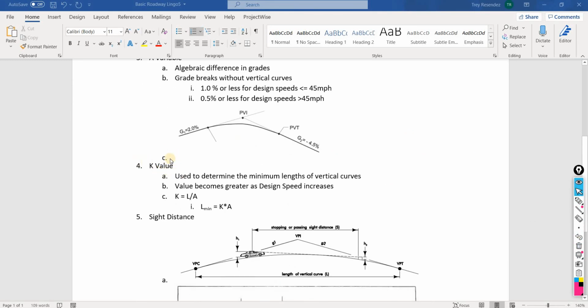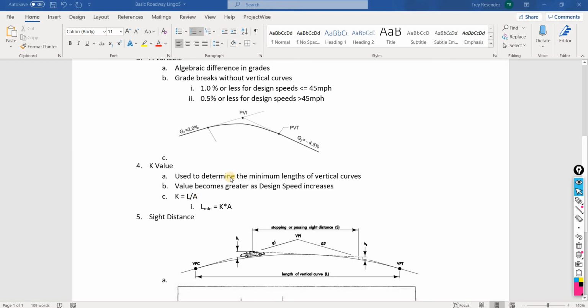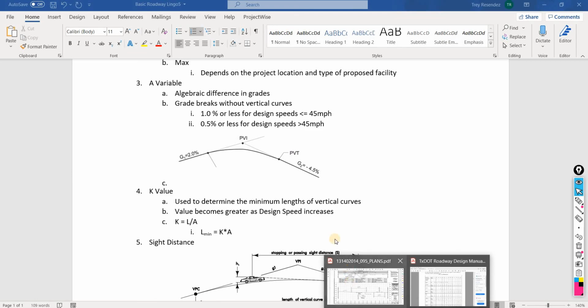So the next term is the k-value. This is used to determine the minimum lengths of vertical curves, and the value gets greater as the design speed increases. And here is the equation for the k-value, which is the length of the curve over the A variable, which is the algebraic difference in grade. Therefore, the minimum length of curve is the k-value times the difference in grades.